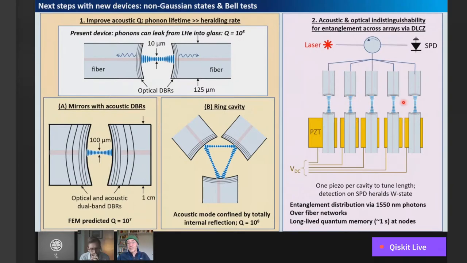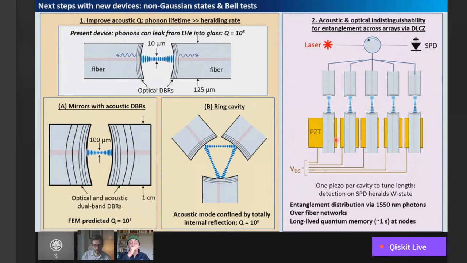And if you did this with ring cavities or with this kind of cavity, it would be an interesting entangled state with a 1 second lifetime. And because all of this is being done at telecom frequencies in single mode telecom fibers at 1550 nanometers, there's no reason for all these devices to sit in one common bath of liquid helium and one dilution refrigerator. These could be separated by kilometers of optical fiber networks.